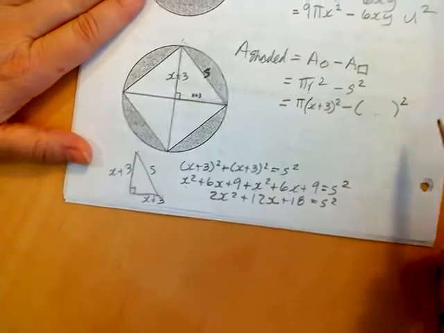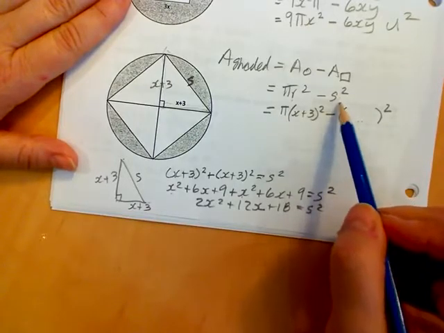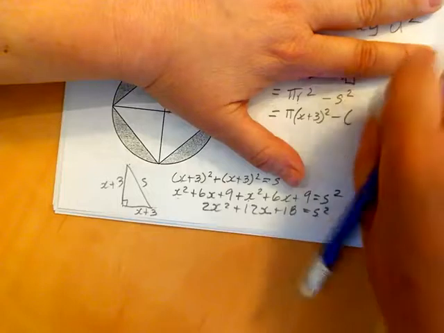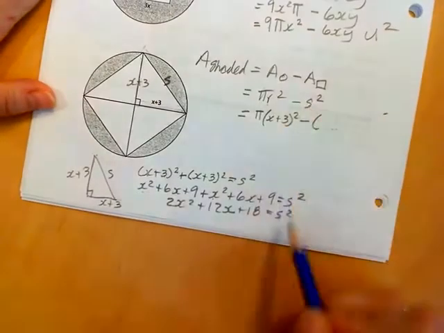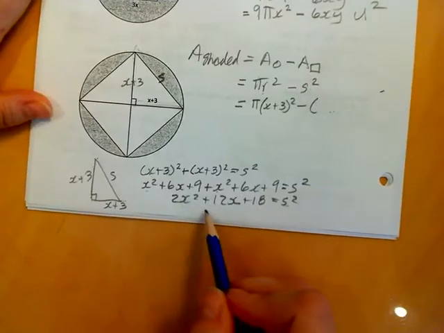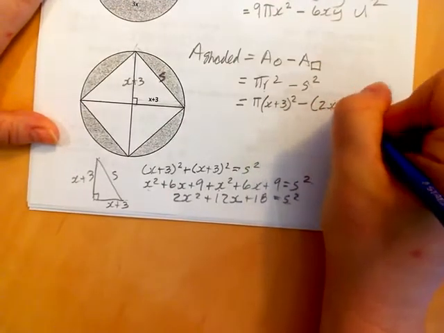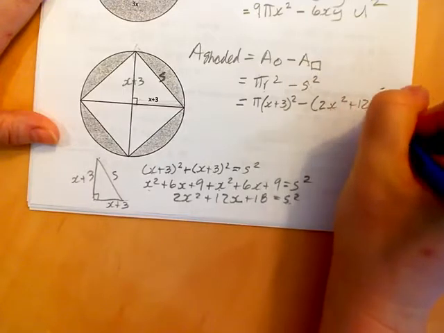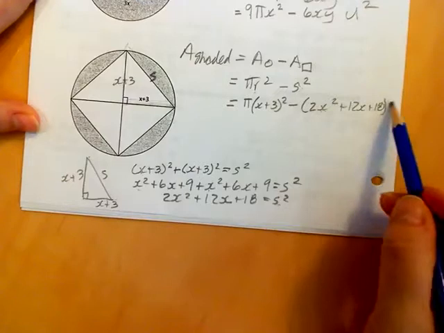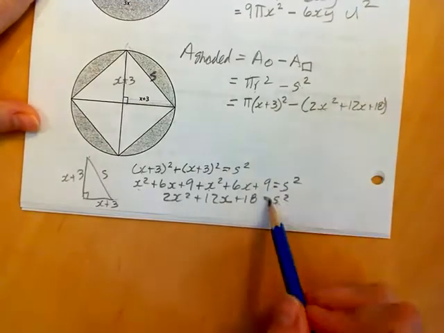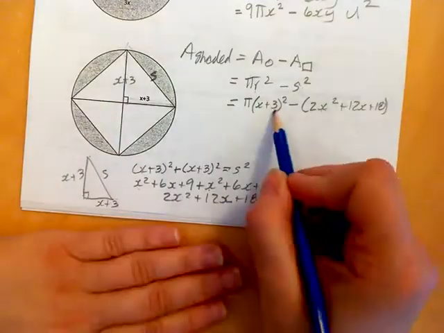Now, let's go back to here. This is s squared. We need to replace s squared here. So I'm just going to make this bigger. So s squared equals all of this. So I'm going to put all of this in for s squared. Now I'm not squaring it because this is s squared. This is s squared right here. So now I have to square this out.